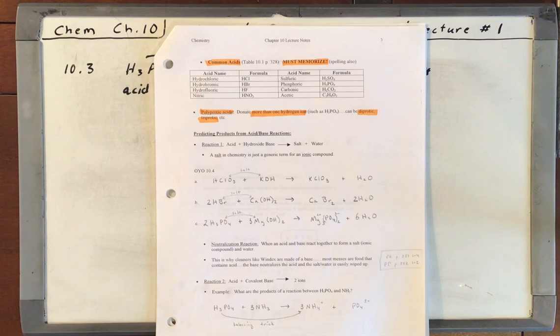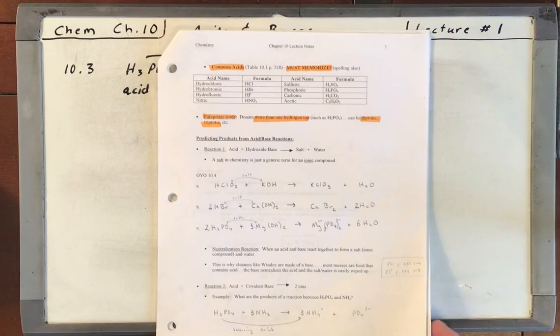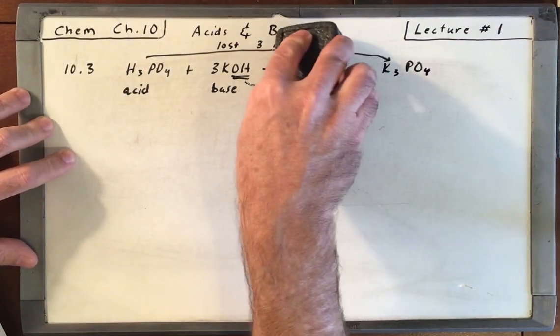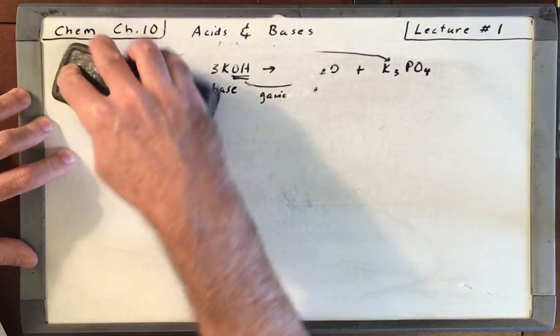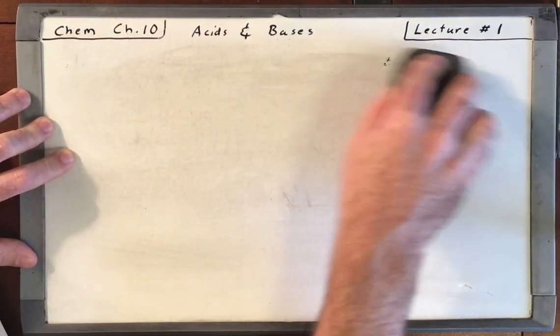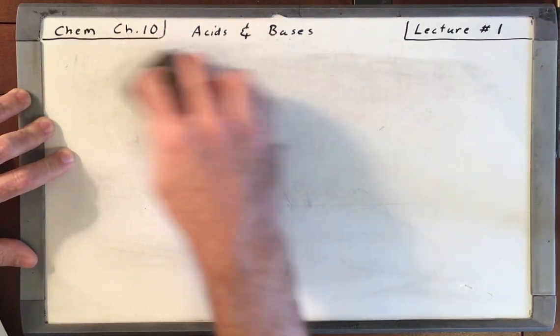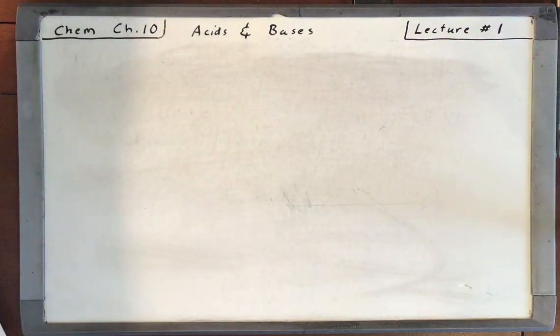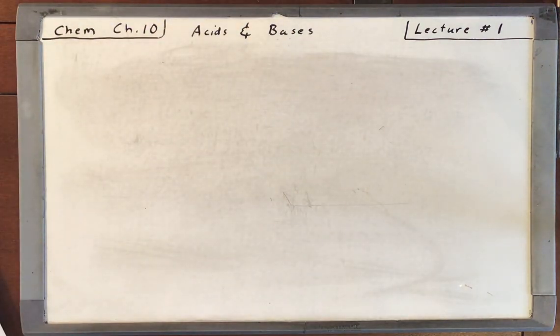All right, flip in your book over to page 332, and this is how we're going to finish up this lecture, predicting products from acid-base reactions. All right, and I have numbered these reactions, but in chemistry, these reactions aren't given a number. One of them is given a pretty famous name. I gave a number to them just to help you guys out.